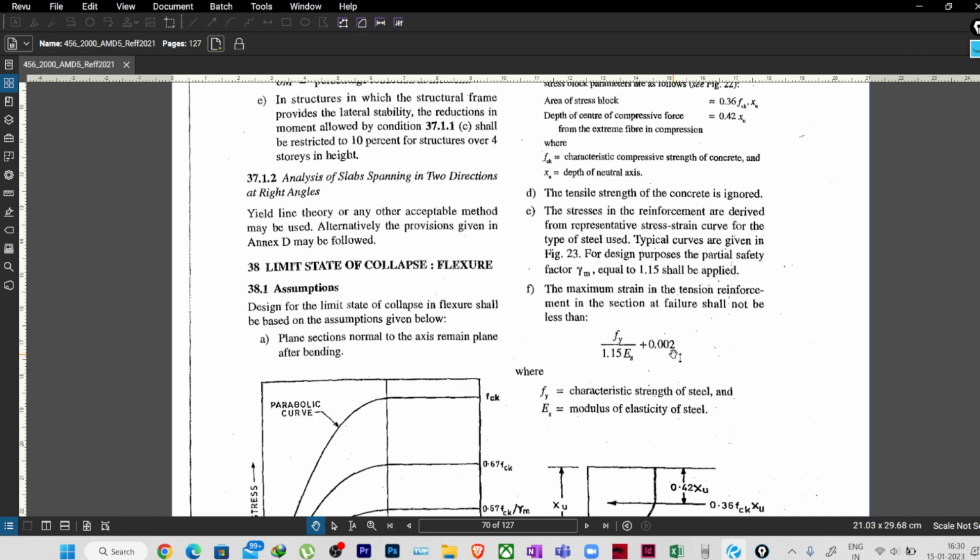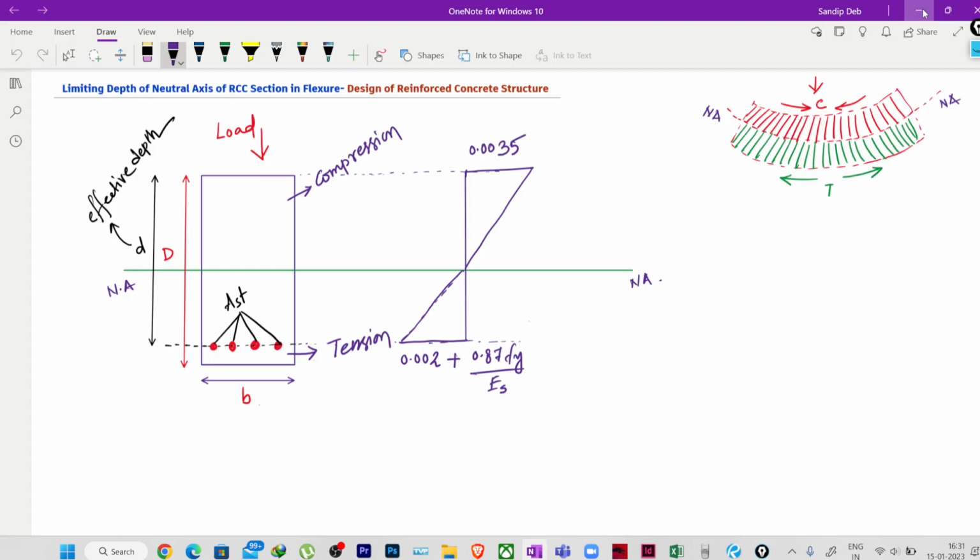shall not be less than Fy by 1.15 Es plus 0.002. So if you just do 1 by 1.15, it is basically 0.87. So that means we are getting 0.87 Fy by Es plus 0.002. Right, so this is what we have written here.